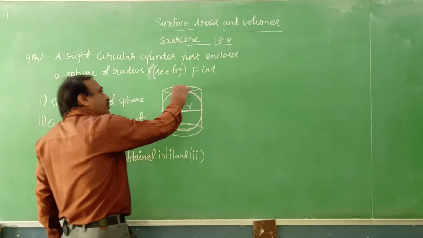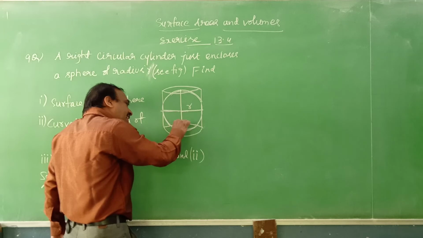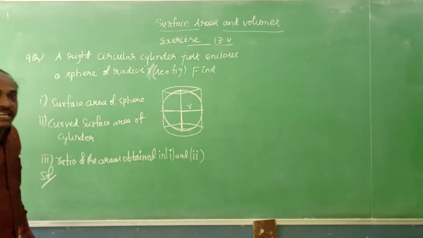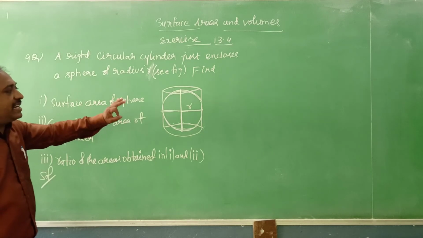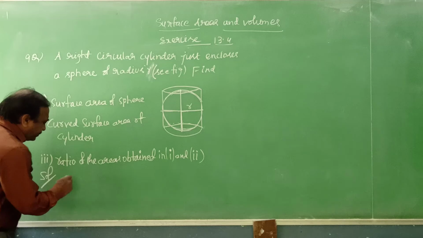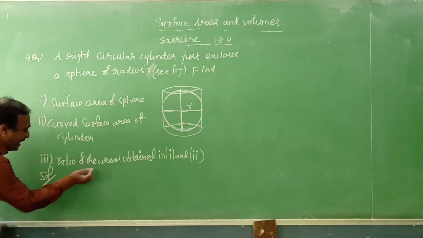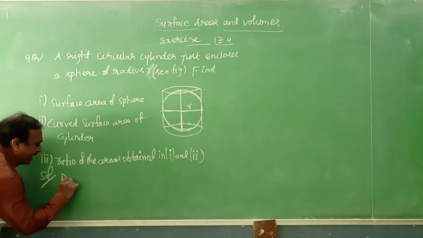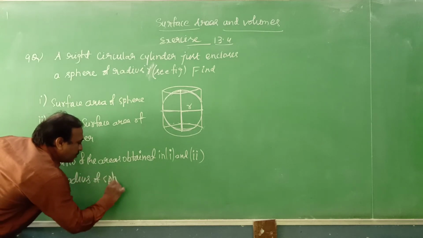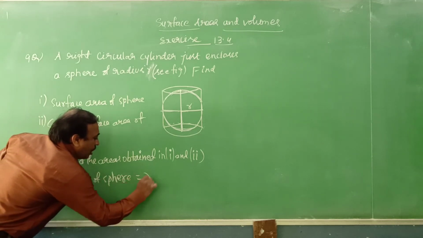And now what do you call this here? This is the diameter of the sphere, which is nothing but equal to the height of the cylinder. The height of the cylinder is equal to the diameter of the sphere. So first, you need to calculate the radius. The radius of the sphere is equal to r.